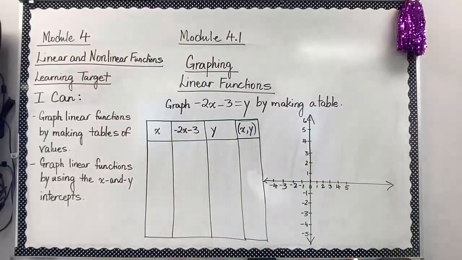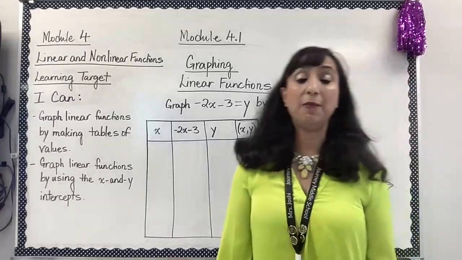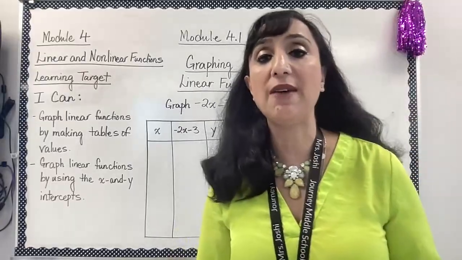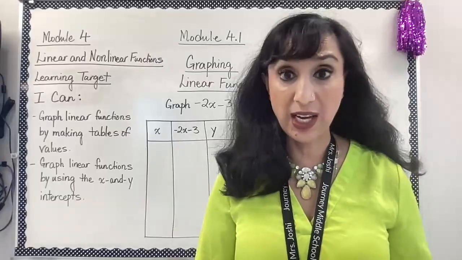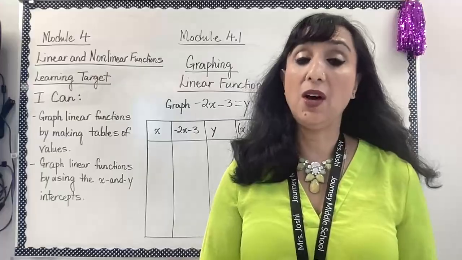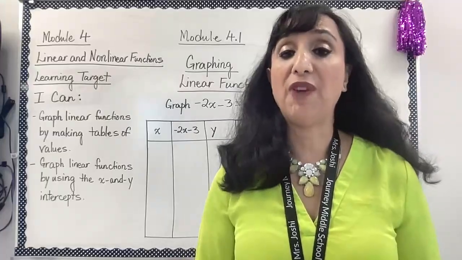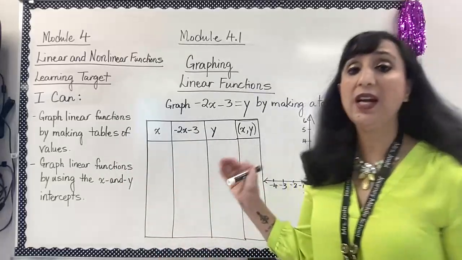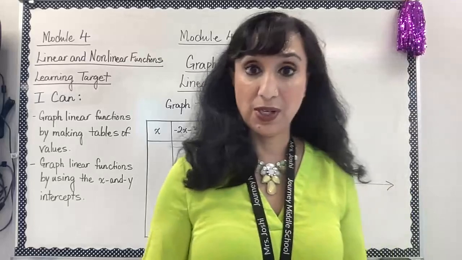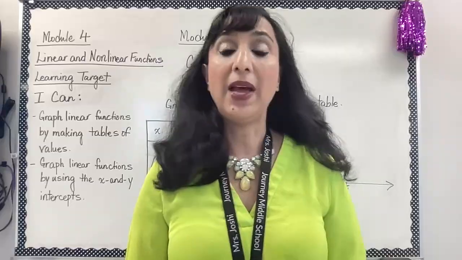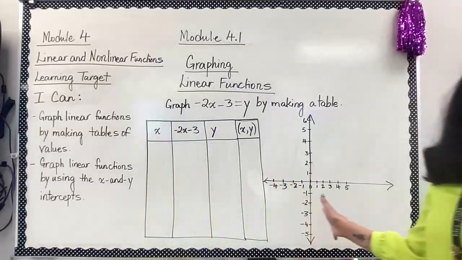By graphing linear functions, we are basically going to use a table, and we are going to give some values to x, or the input, and then based on the rule that is provided, like in this case it is negative 2x minus 3, I'm going to find the output, and then that x and y will form an ordered pair, and then I am going to graph it.